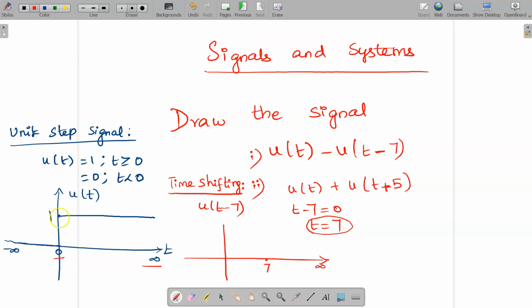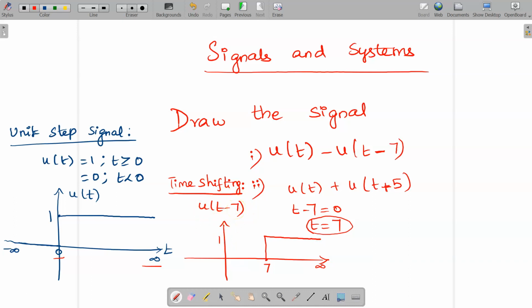So here only the amplitude exists. For other values it is 0. So all other values will be 0. This value 0 plus 7 becomes 7. Infinity plus 7 becomes infinity. The amplitude remains the same. So whatever we had at 0 to infinity has now been shifted to 7 to infinity. So the amplitude is 1. So this is u of t minus 7.